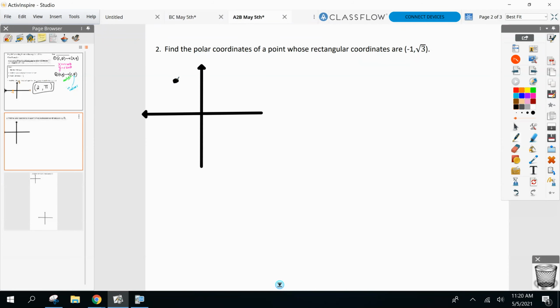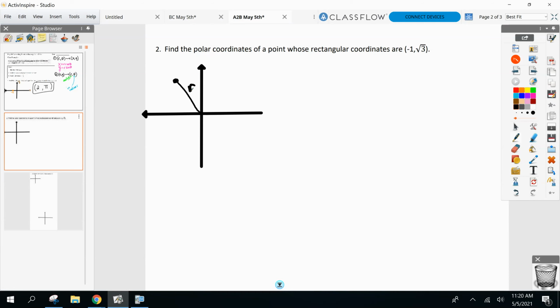First thing I'm going to show you, how do I get the R value? The way we're going to do it is draw a line segment from the origin to my point. That distance from the origin to the point is going to be my R value. How am I going to find it? I'm going to make a right triangle out of it.